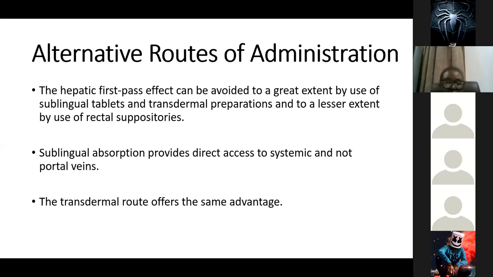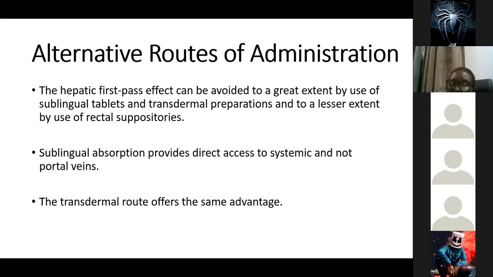The hepatic first pass effects can be avoided to a great extent by use of sublingual tablets and transdermal patches, and to a lesser extent by the use of rectal suppositories. If you want to avoid the medication going through the liver and some of it being reduced, you can put the medication under the tongue. There's a rich supply of blood vessels under the tongue, so when you put it sublingually, it goes straight into the systemic circulation. A transdermal patch also has the same effect.